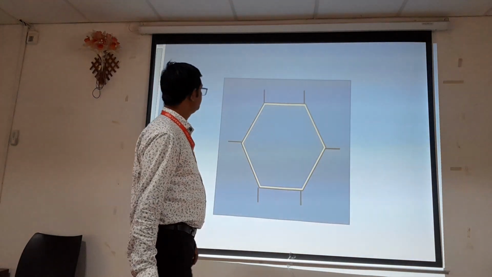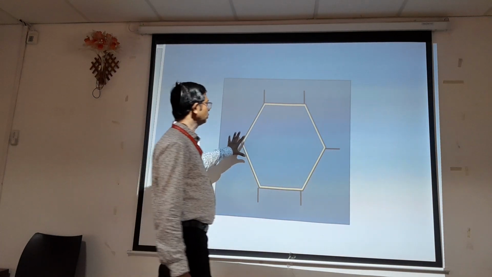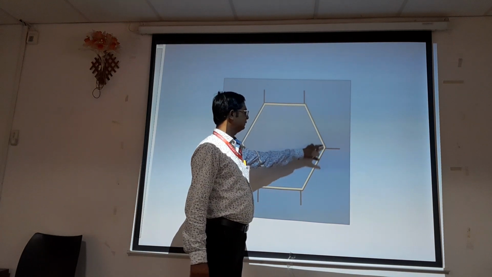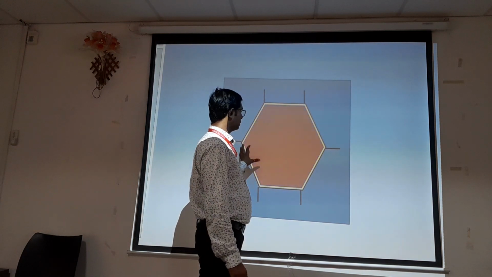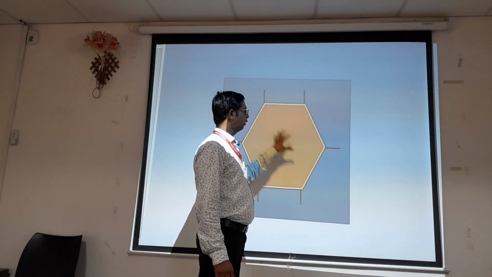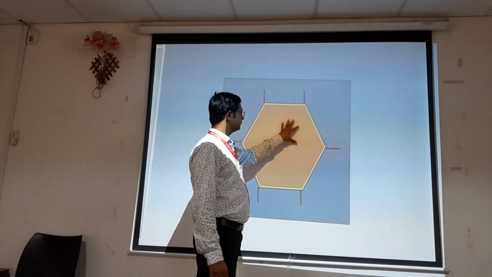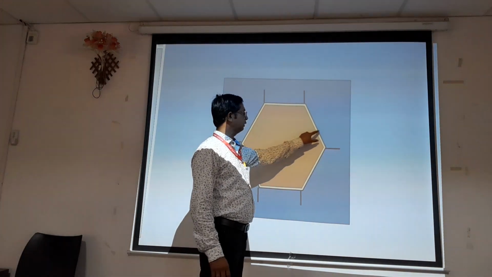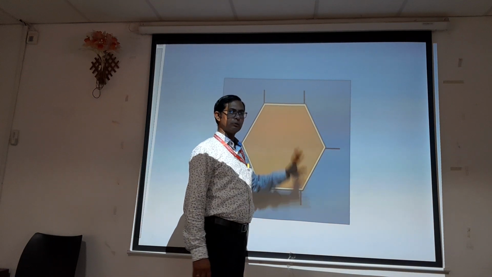Now here you can see this is nothing but the normal cell. This is the cell, with the cell wall on the outer side, and inside this you can see the cytoplasm. So the cell wall, cell membrane and cytoplasm are there.